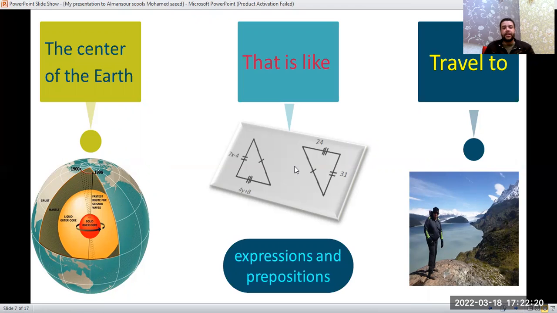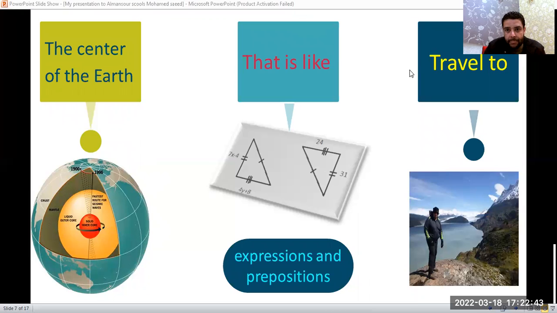Some prepositions and important expressions that the lesson mentioned, like the center of the earth. The center of the earth, that means like this.